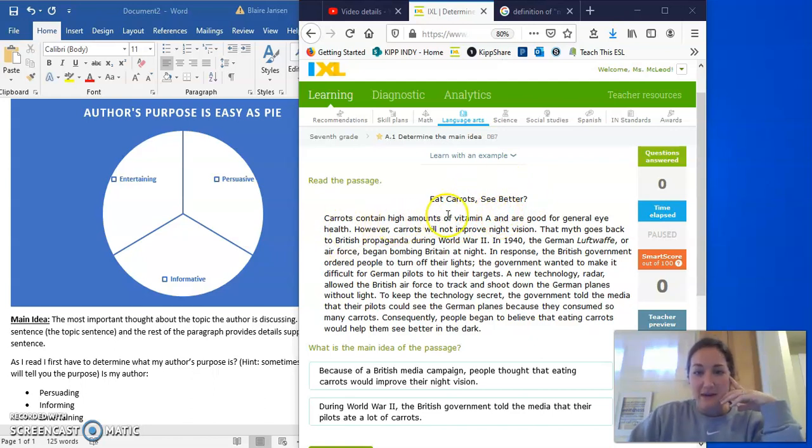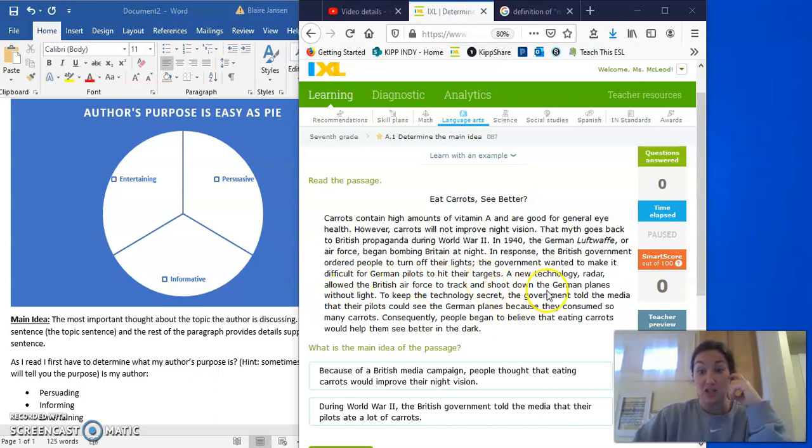Carrots contain high amounts of vitamin A and are good for general eye health. However, carrots will not improve night vision. That myth goes back to British propaganda during World War II. In 1940, the German Luftwaffe, or Air Force, began bombing Britain at night. In response, the British government ordered people to turn off their lights. The government wanted to make it difficult for German pilots to hit their targets.